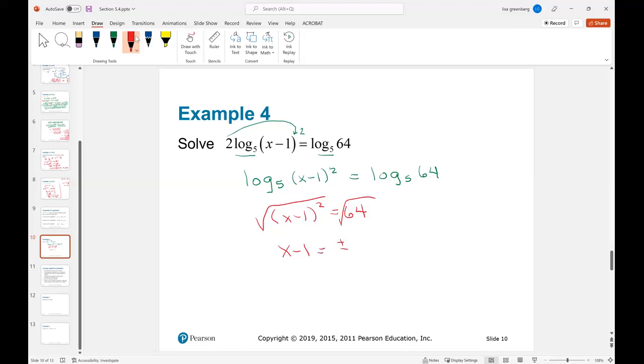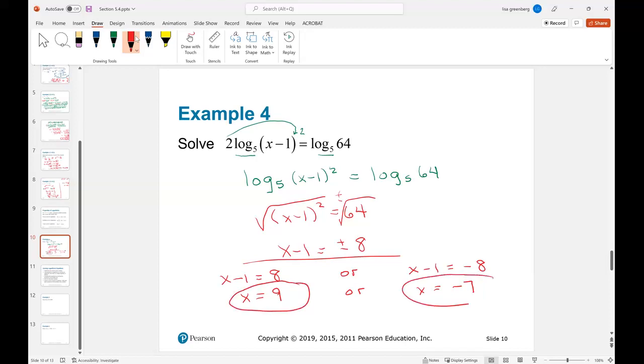Don't forget, when we take the square root, we have to add that plus or minus, and the square root of 64 is 8. So now I have two possibilities. I have x minus 1 is equal to 8, or x minus 1 is equal to negative 8. Which means x equals 9 or x equals negative 7. Okay, those are my two possibilities, right? Well, what's the first thing? What's the last thing I do? Not the first thing, but the last thing.